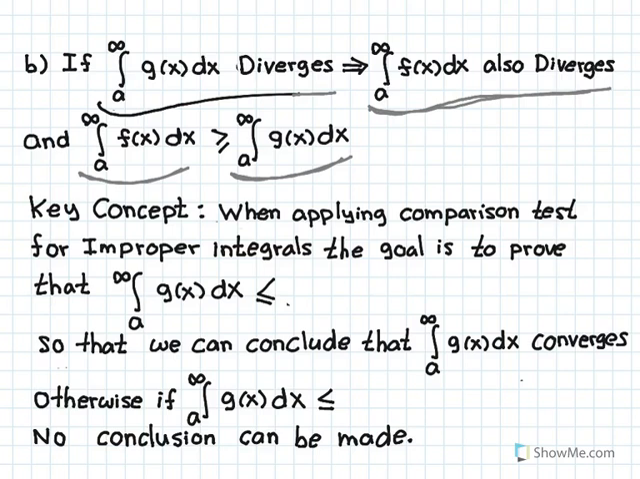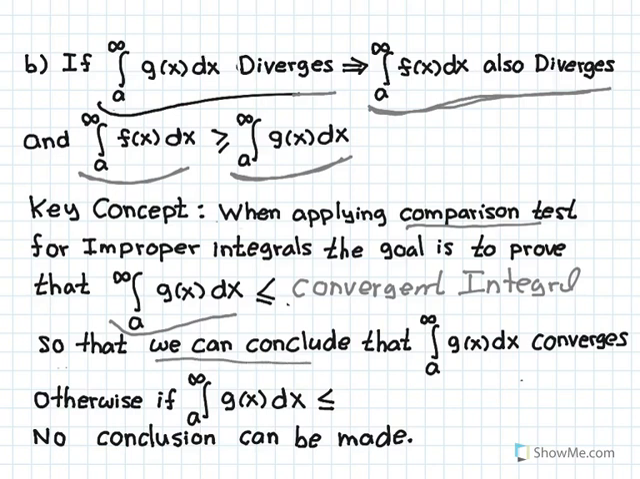Alright, when applying a comparison test for improper integrals, the goal is to prove that the integral a to infinity of g of x dx is less than a convergent integral. That's the only scenario when you can actually make a conclusion. Convergent integral. Let me put that in. So that we can conclude that the integral a to infinity g of x dx converges.